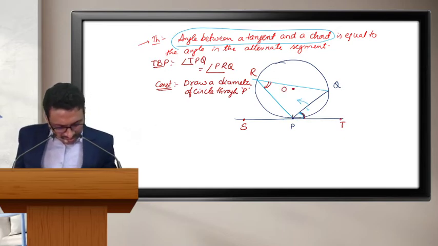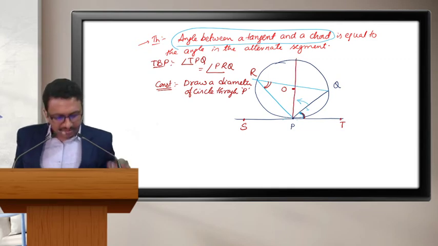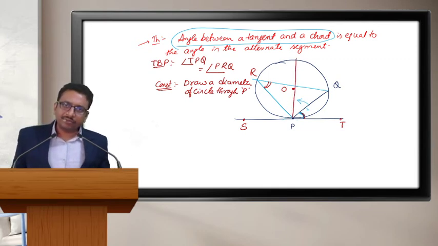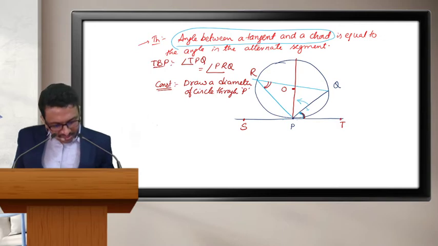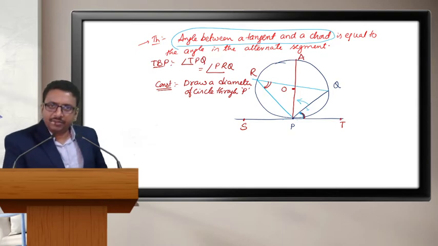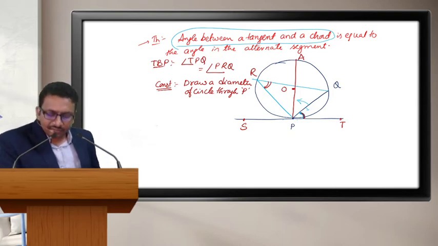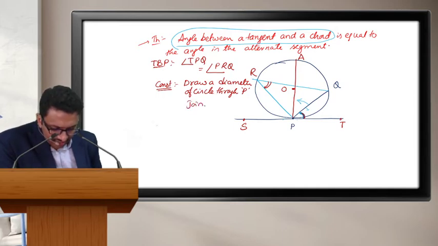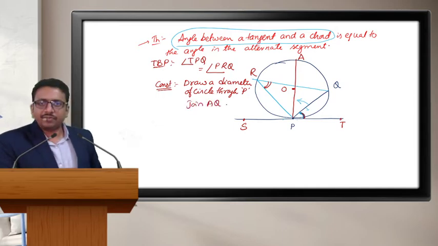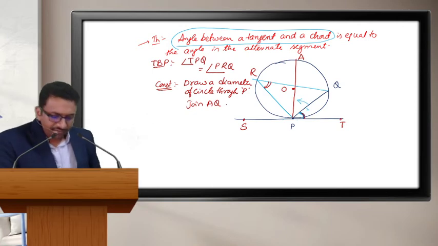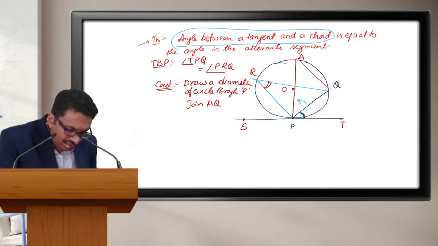So let us draw the diameter. Which letter is left out? A. Let the diameter be PA. And join AQ. Can you join this? Can you join AQ?